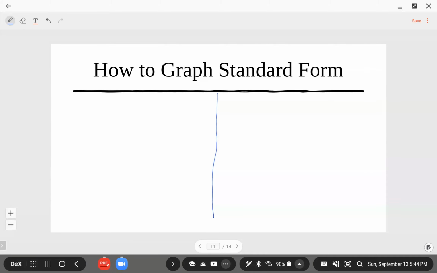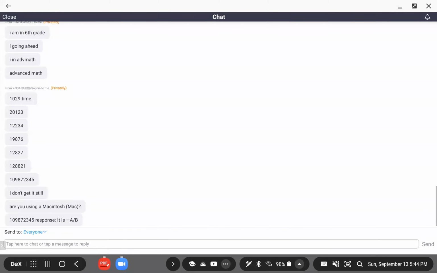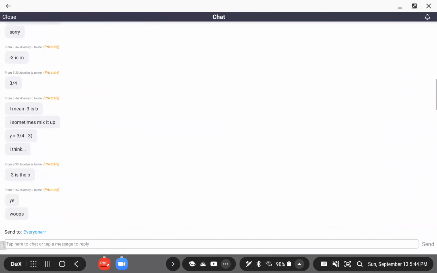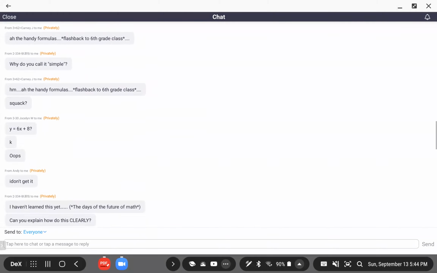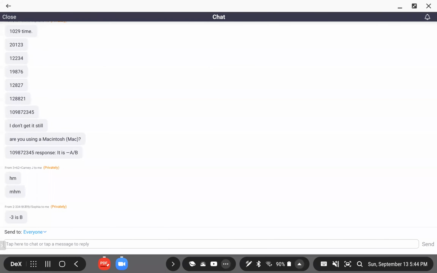So, can anybody give me a standard form problem? Okay. So anybody, can you give me a standard form problem? Okay, just give me a random standard form equation, okay? So please give me a random standard form equation, just like 20x plus 21y or something like that.